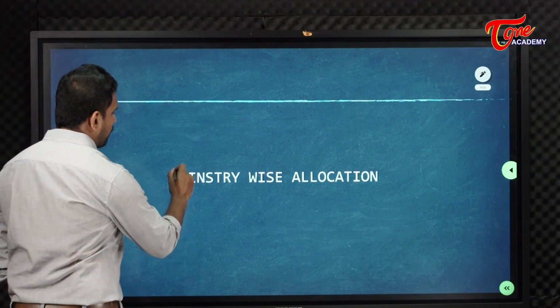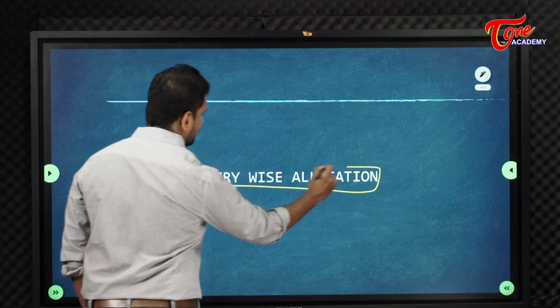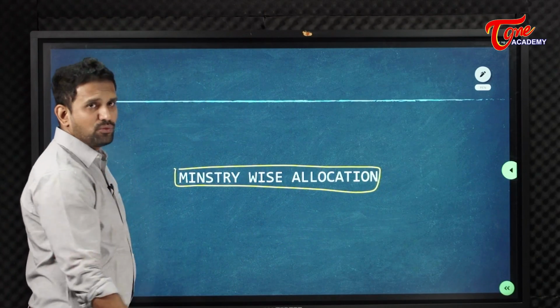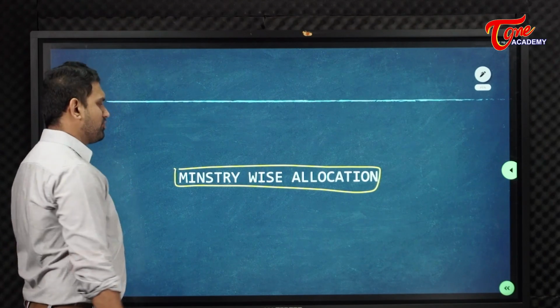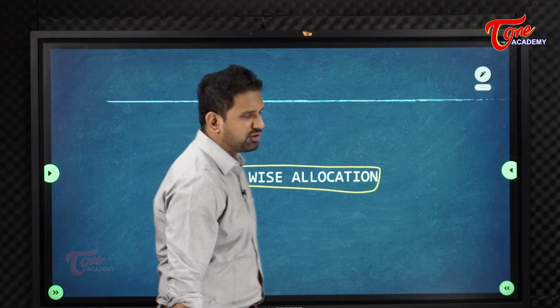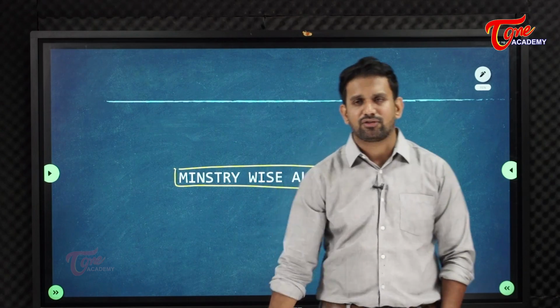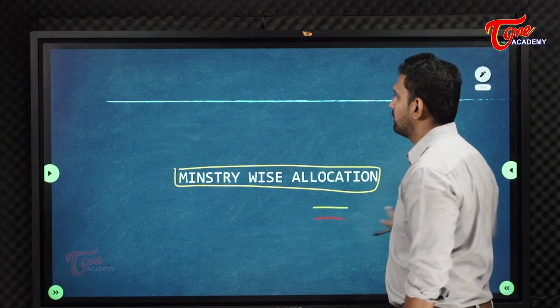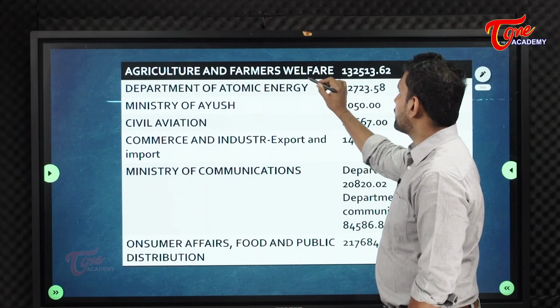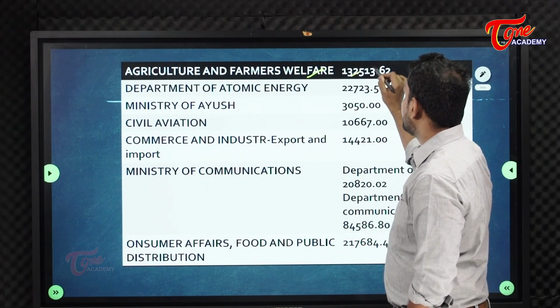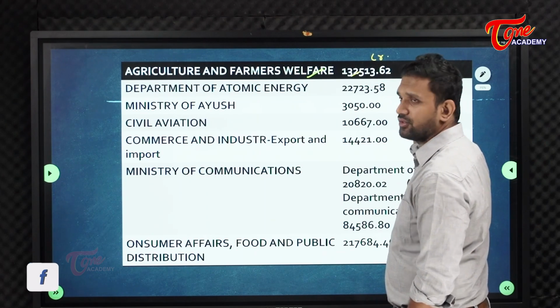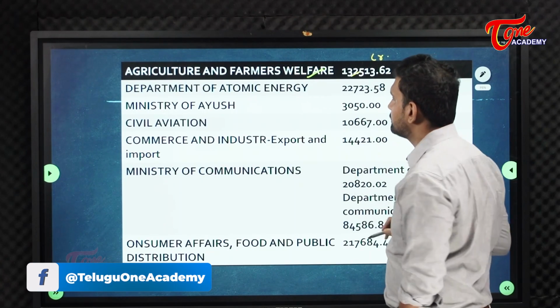Now let us see ministry-wise allocation. Ministry-wise allocation. Very, very important for all the lower cadre examinations. You don't get any of that in UPSC for sure, but for PSC, etc., you will get a lot of questions from it. Agriculture and farmers welfare, 1,32,513 crores. Everything is in crores, my dear students. That much amount of money is given.